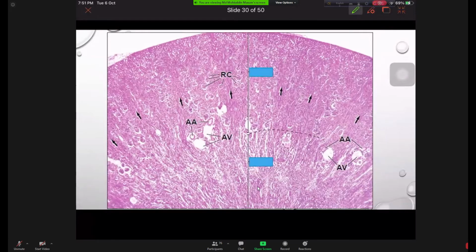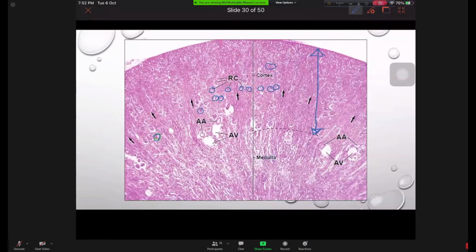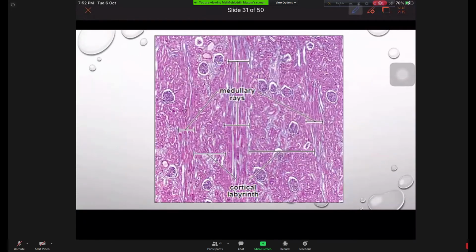Because you can see here there are multiple renal corpuscles, numerous renal corpuscles. So renal corpuscles are mainly confined to the cortex, and in the medulla you will see only the tubules. So if you magnify here in the cortex, you will see only this.